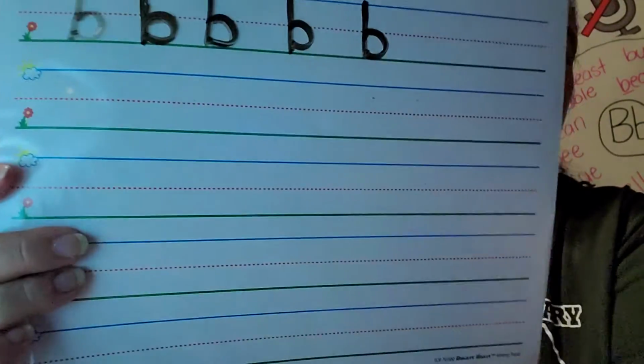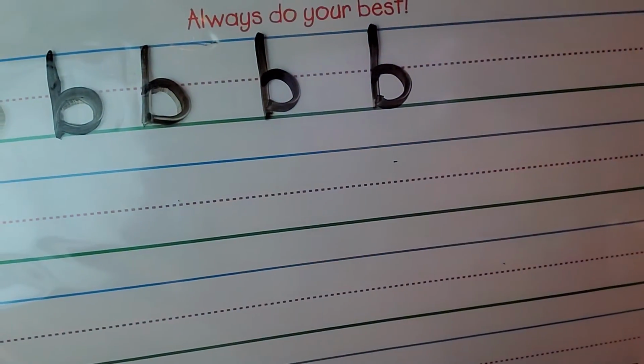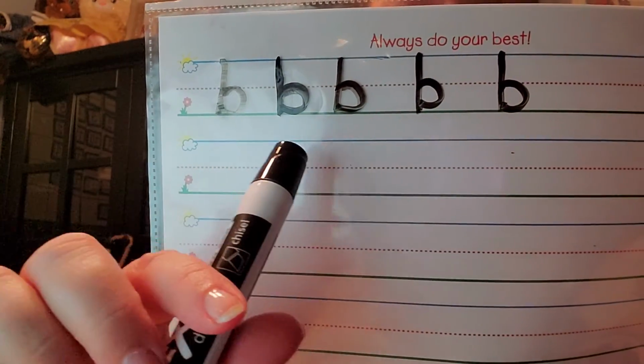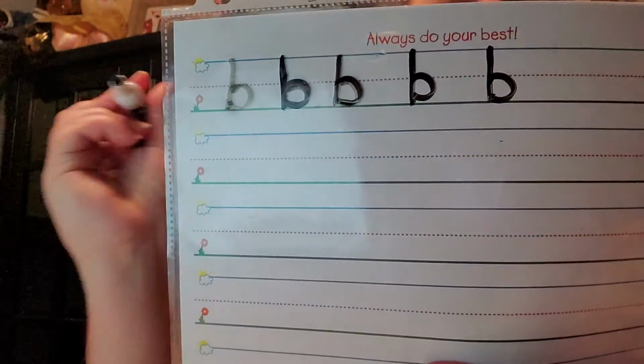Start at the skyline, go down to the grass line. Make a hump in the middle. And you should have 1, 2, 3, 4, 5 lowercase b's. And that is a great job writing your letter B.